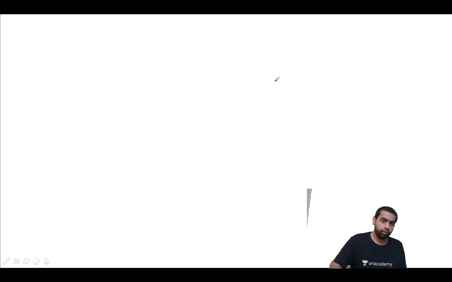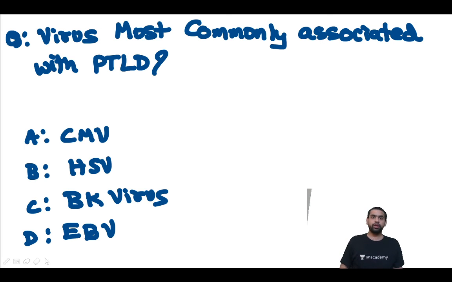Right. Now, maybe the last MCQ for today, virus most commonly associated with PTLD, okay? For the post-transplant lymphoproliferative disease. So what is the virus which is most commonly associated with the PTLD? What is the answer to this particular question, guys? Can you please tell me? Important. This is again a very, very important thing, okay? We did see the drug which was causing an increased risk of PTLD. Now what I'm trying to ask you here is, what is the virus which is most commonly associated with the PTLD?